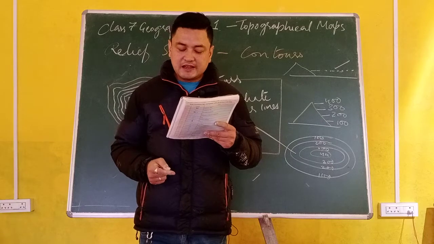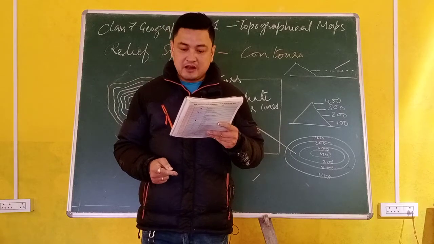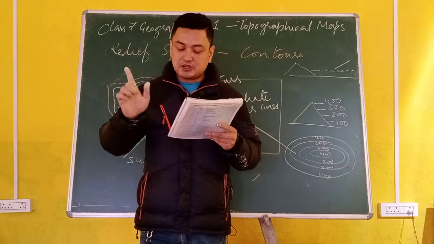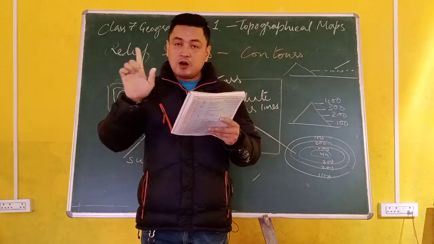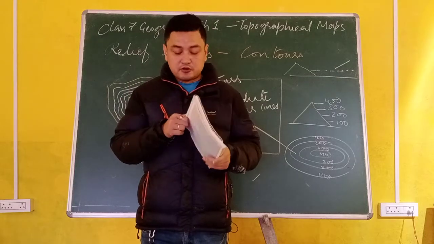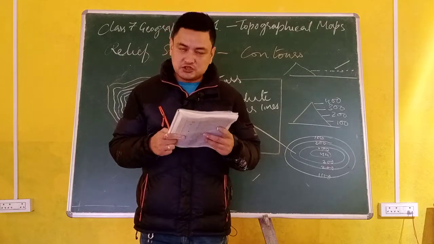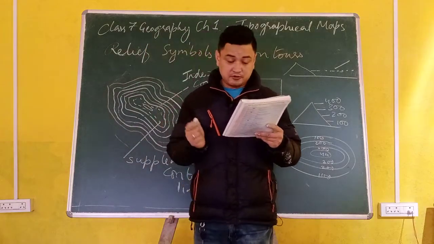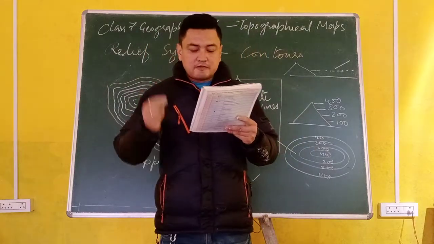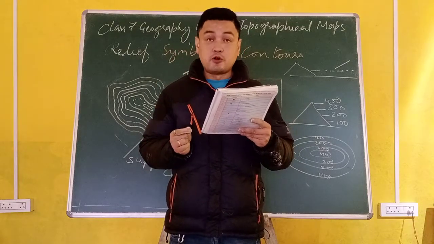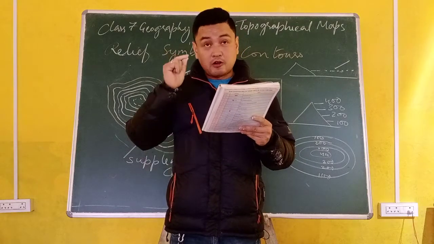Now, conventional signs used for natural, man-made, and socio-cultural features in topographical maps are a combination of lines. And if you want to know what a man-made feature is, what a socio-cultural feature is, you can refer to page number 2 of this chapter, to learn it again if you have forgotten it. So conventional signs used for natural features, man-made features, and socio-cultural features in topographical maps are a combination of lines.